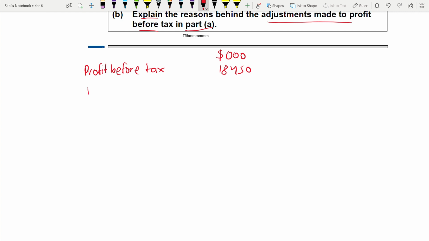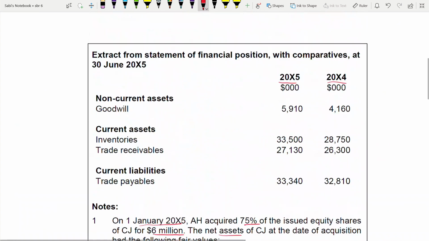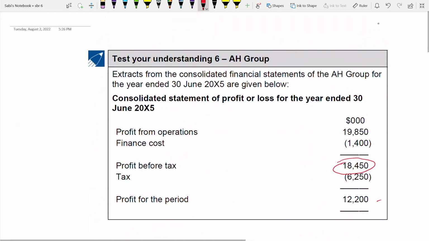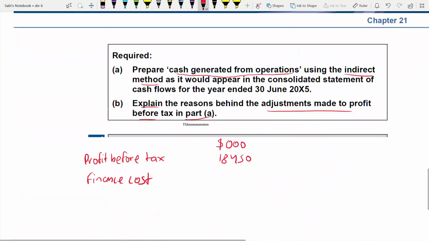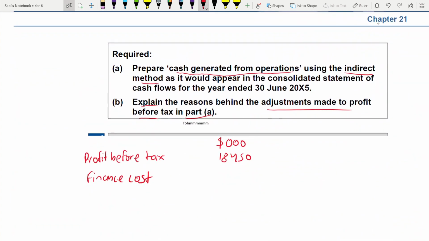What is the next? Finance cost. Finance cost, do you have to add or deduct? You have to add, because it has been deducted. What is it? This 1,400. So it was deducted, you can see it's in brackets, now added. So you're going backwards.